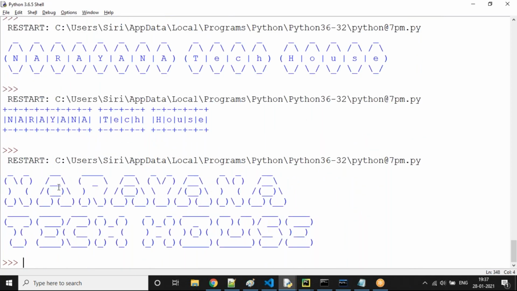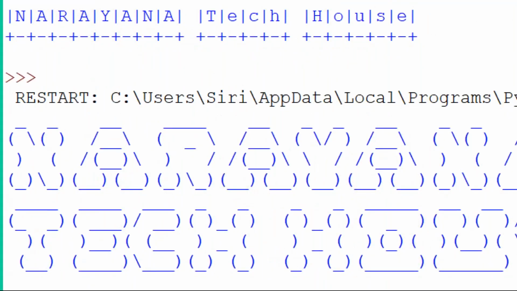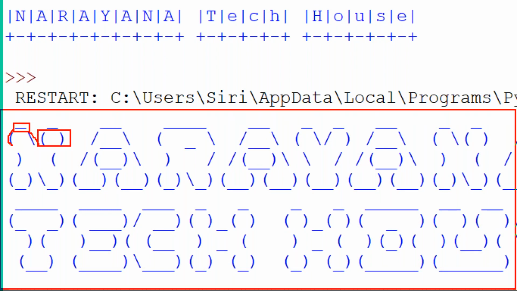See, guys, the style. If you observe, these are all made with our characters only, our special characters. Suppose an underscore is there, an opening bracket, a slash, opening and closing brackets, all those only. With those only, the name is developed.